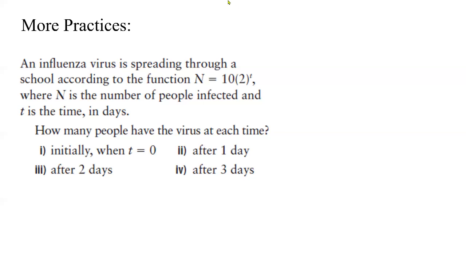Okay, I'll give you 5 minutes to think about this question. All right, so let's have a look at the solutions. How many people have the virus at each time? So this basically asks, when t is 0, 1, 2, 3, what is the corresponding value of n, right?